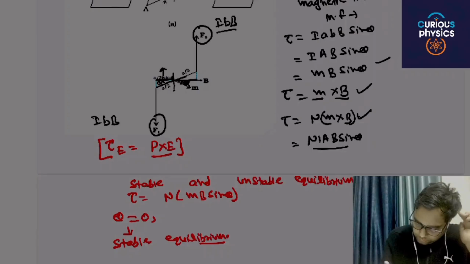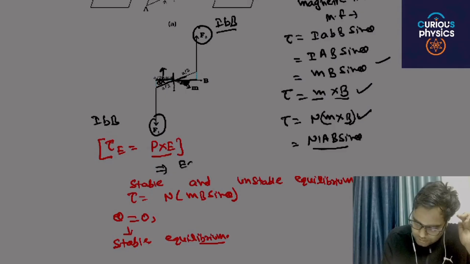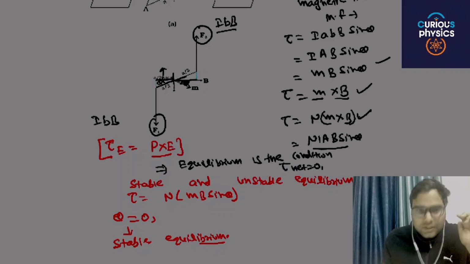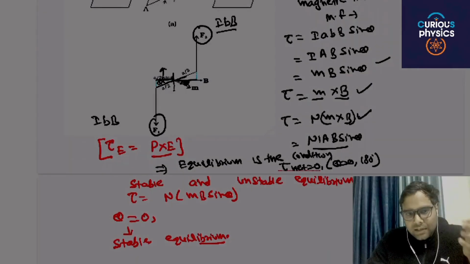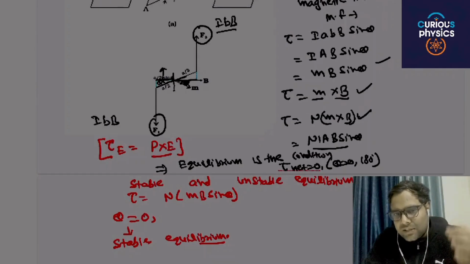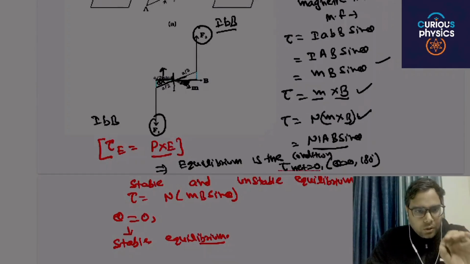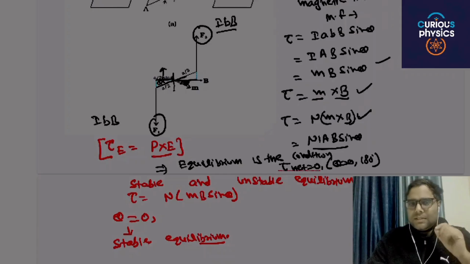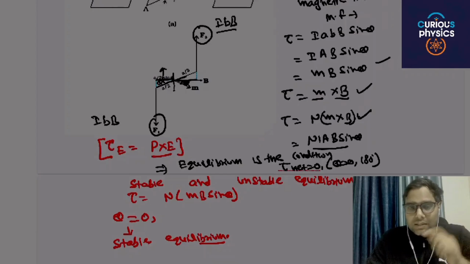Equilibrium is the condition when net torque is 0, and this condition can be achieved when theta is equal to 0 and theta is equal to 180 degrees, because sine 0 is 0 and sine 180 is also 0. Are you able to get my point or not? If torque is 0, then one point is stable equilibrium and the other point is unstable equilibrium.